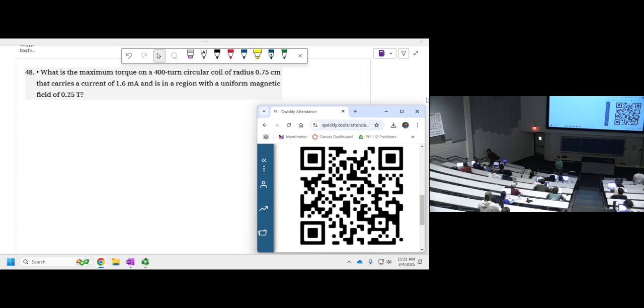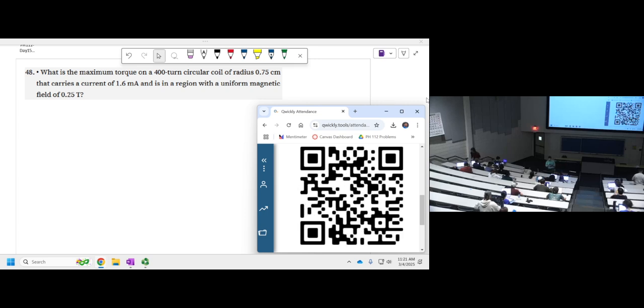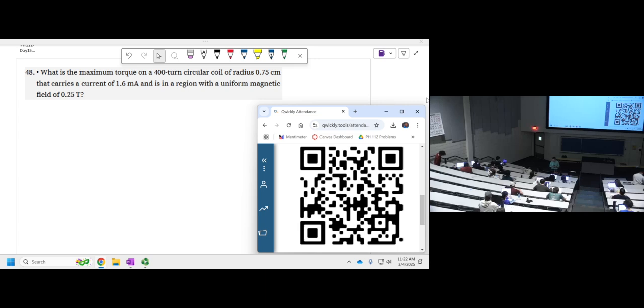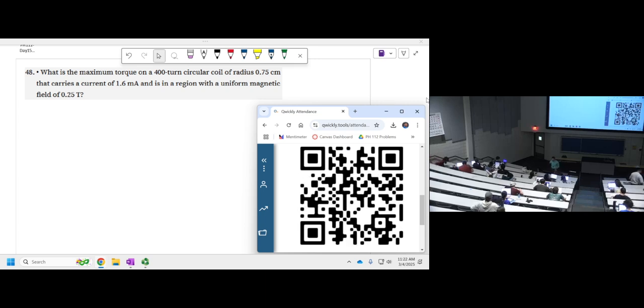But as far as we're concerned right now, what is the maximum torque on a 400-turn circular coil of radius 0.75 centimeters that carries a current of 1.6 milliamps and is in a region with a uniform magnetic field of 0.25 Tesla? And what we said last time, if you haven't gotten the Quickly code, I'll put it back up here after we get this problem done.